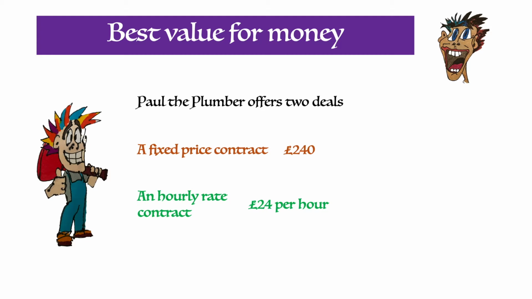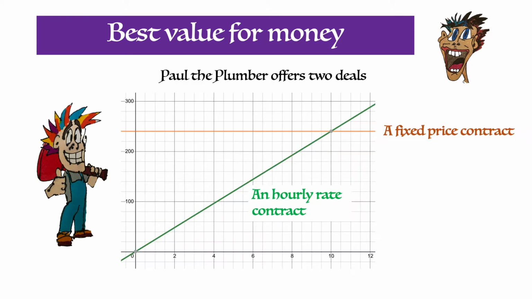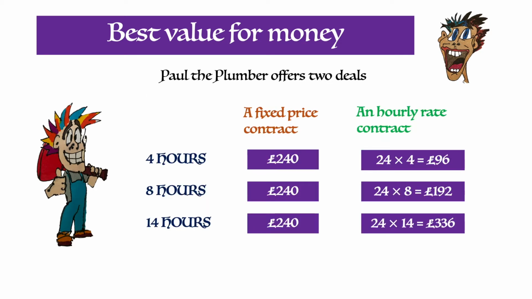So when you look at this, it's relatively simple. You could actually put a graph out on this one and look at the graph, and from that you could work out that if the job were to be less than 10 hours, it's going to be cheaper to do the hourly rate. Otherwise, it's better to do a fixed price contract. And we've got a few examples here.